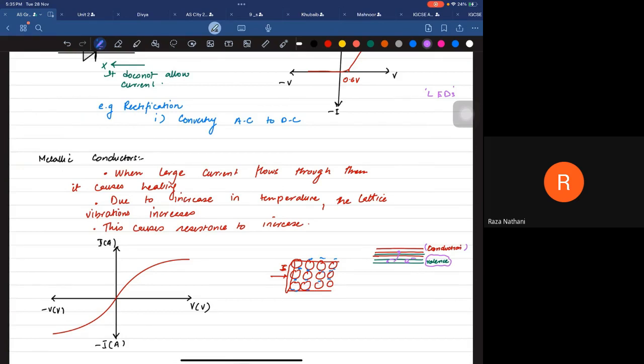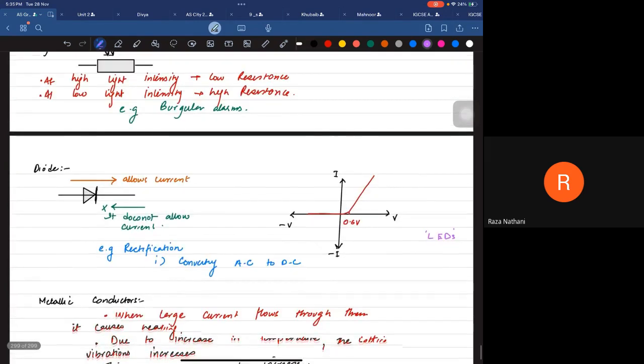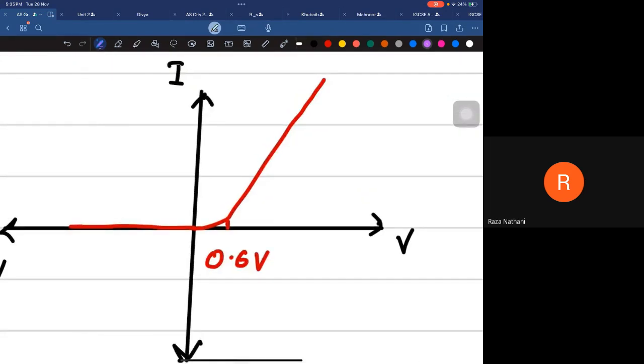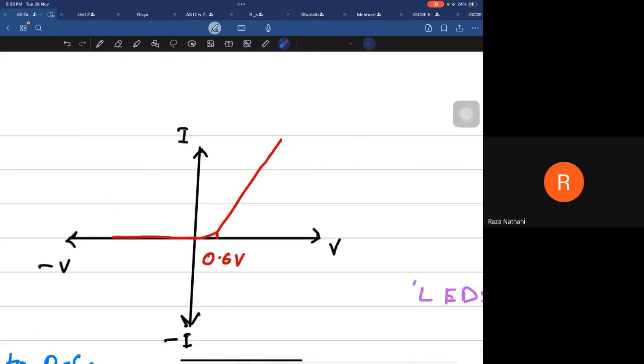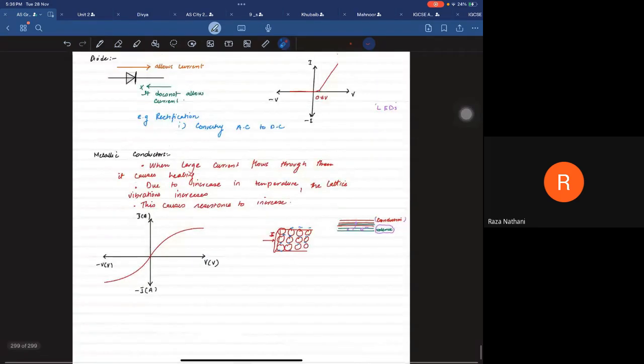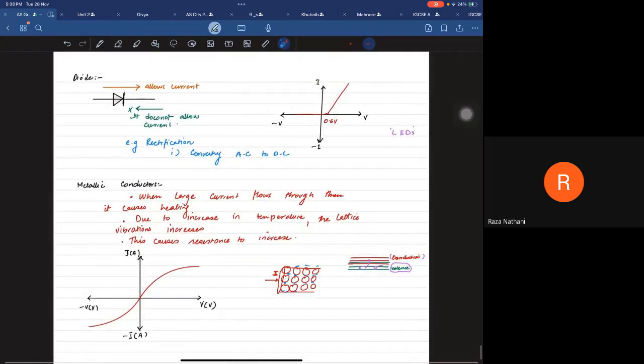Also, sir, what was the point of the graph you made for the diode? The point of the graph is that if the current is going in the positive direction, it would conduct really quickly, but if it moves in the opposite direction, it doesn't let it conduct. No current in the opposite direction. Okay, sir. All right, please copy this. If you have any questions now, let me know.